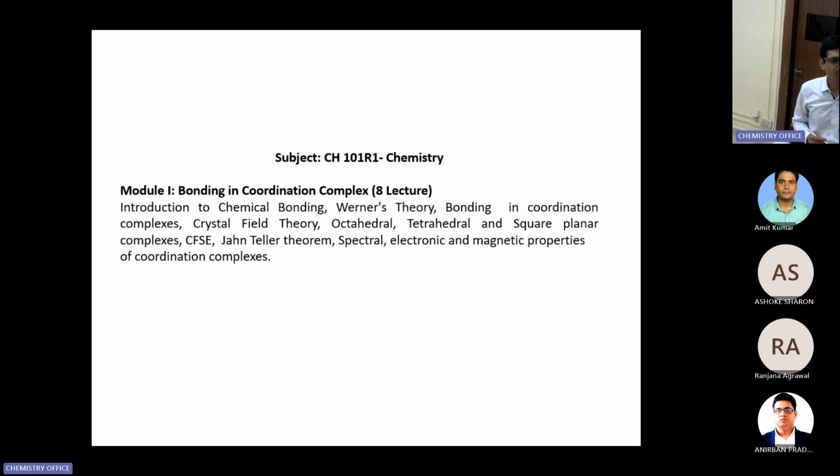Here, in the first module, these are the topics which we need to cover. First of all, the introduction of chemical bonding, then Werner's theory, bonding in coordination complexes, then crystal field theory and different geometries in the crystal field: octahedral, tetrahedral, square planar, etc. Then we'll calculate the crystal field stabilization energy along with the Jahn-Teller theorem, followed by spectral, electronic and magnetic properties of the coordination complexes.